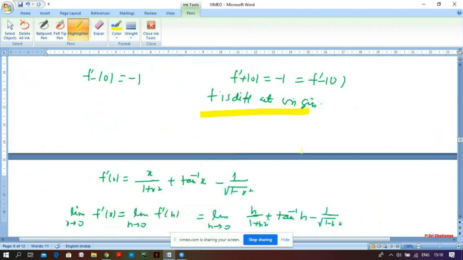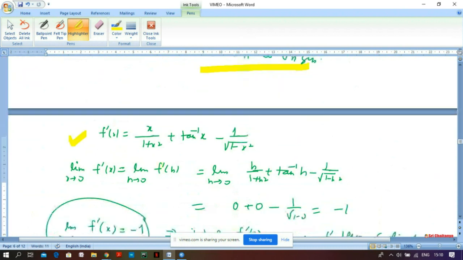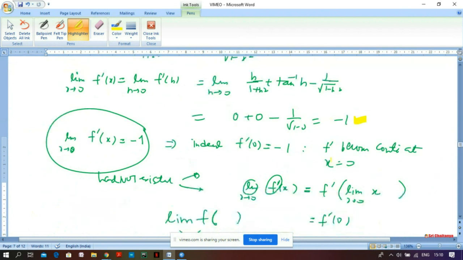So f prime of 0, we can write that as negative 1. The other way was that f prime x is directly given, so I can find this limit. This limit happens to be negative 1. Because the limit of the derivative exists, this itself becomes the value of the derivative at a. And so indeed f prime of 0 is negative 1.